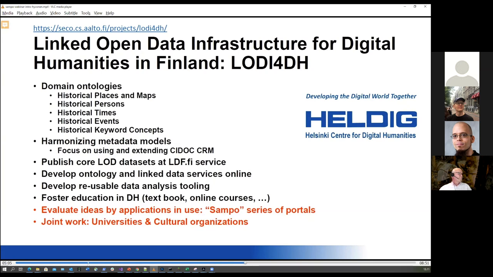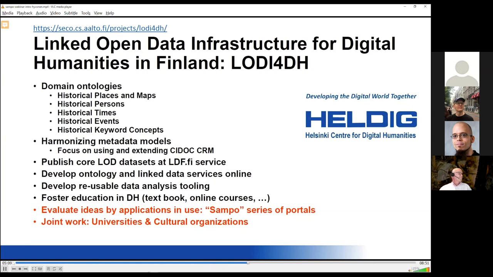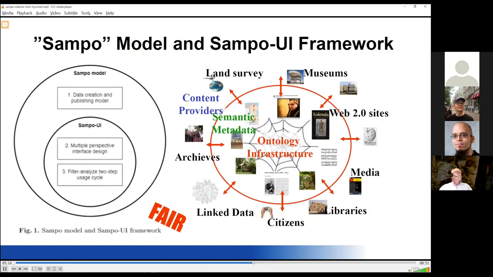To test and demonstrate the feasibility of the infrastructure, a series of 12 semantic portals has been created, and 6 new ones are underway. We call them Sampo portals because they are based on the so-called Sampo model for publishing and using cultural heritage data on the Semantic Web. The Sampo model is based on a shared linked data infrastructure, a collaborative data publishing business model, tools for building user interfaces, and a model for solving research problems.